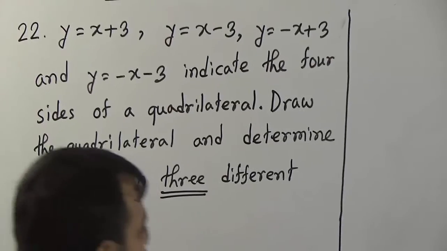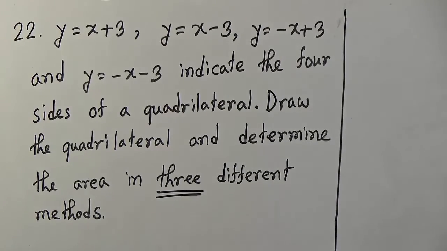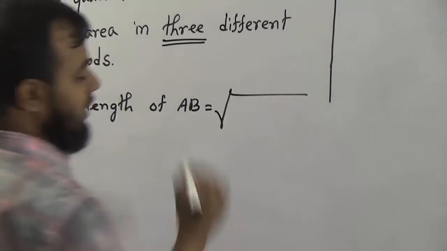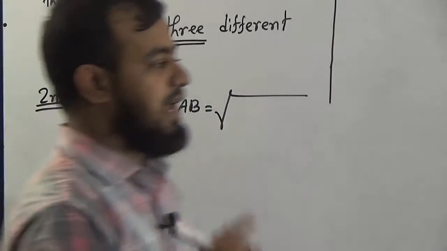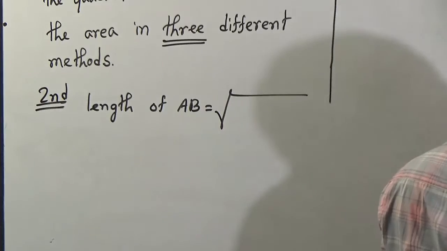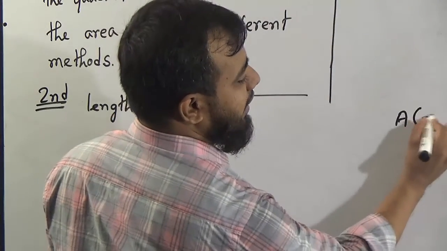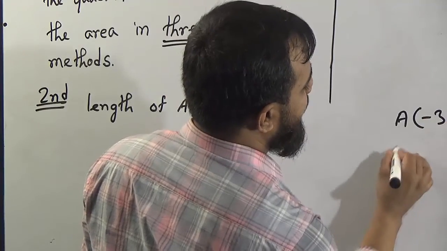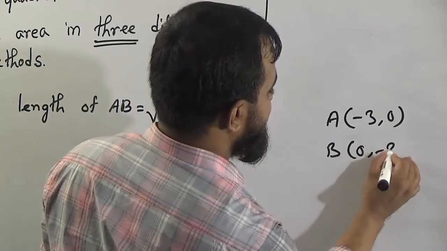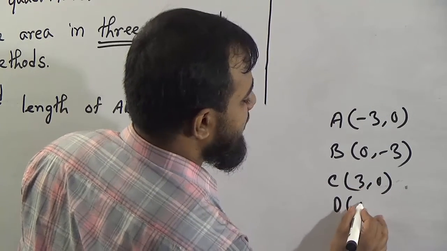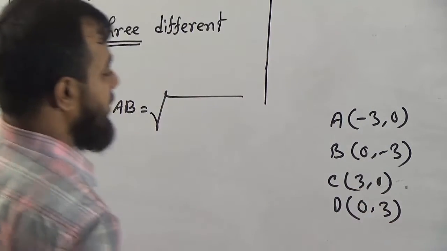Now first of all we need to find the length of AB. Length of AB equals what? Square root of the sum of the squares of the abscissa difference and the ordinate difference. The A point is minus 3, 0. B point is 0, minus 3. The point C is 3, 0, and the point D is 0, 3. I have written all the points.